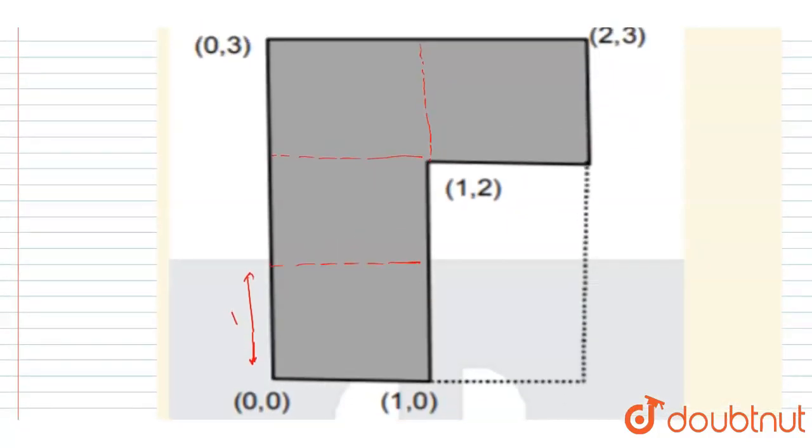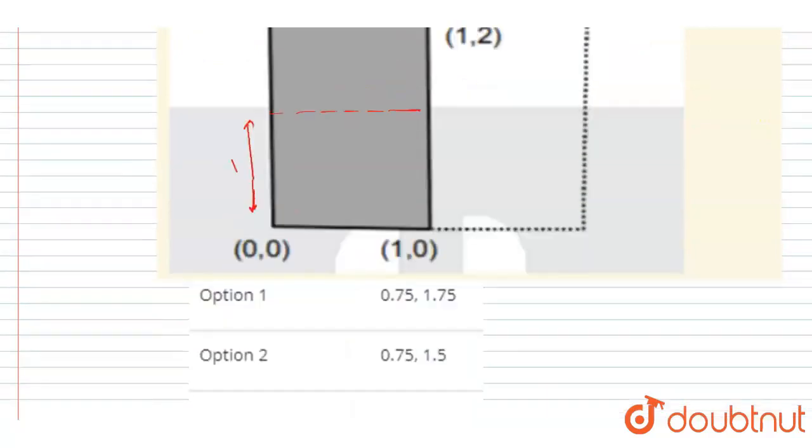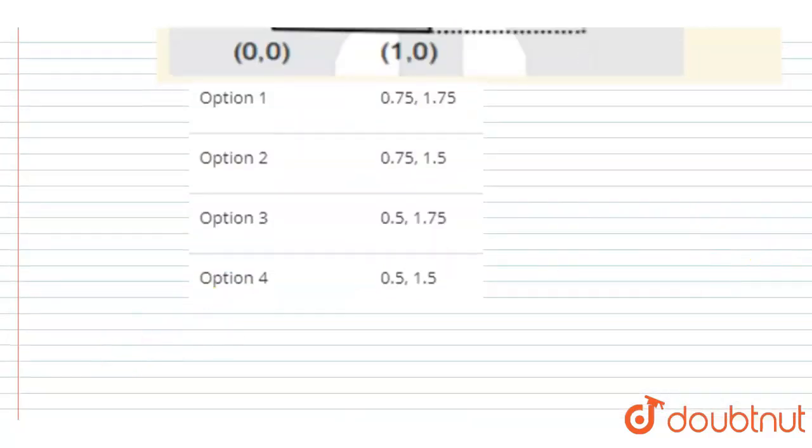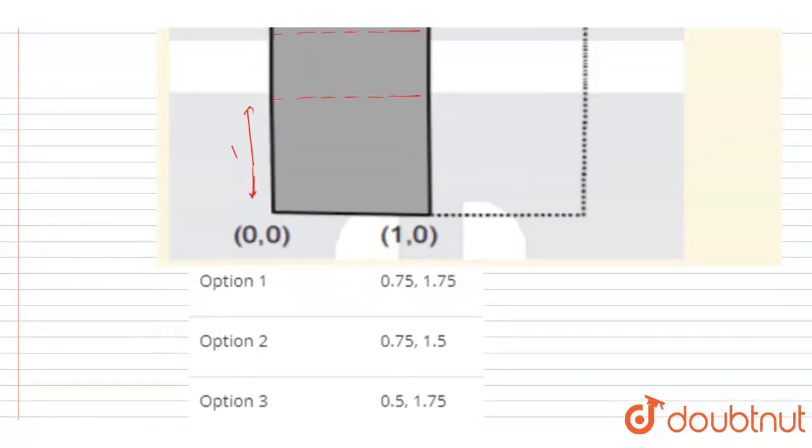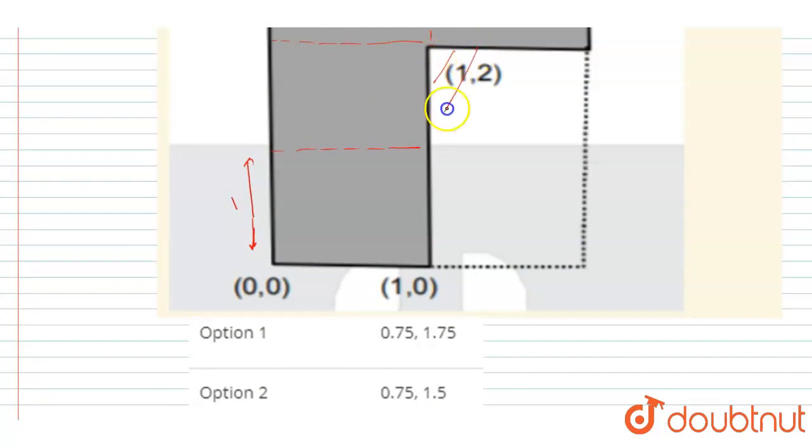So you can do one thing. You can assume this whole lamina as, if you see in the diagram, you can take it as this whole lamina minus the small lamina which is missing here, this one.